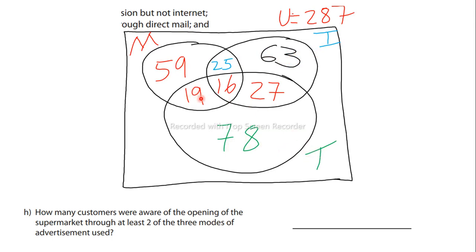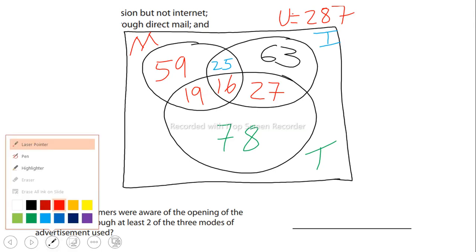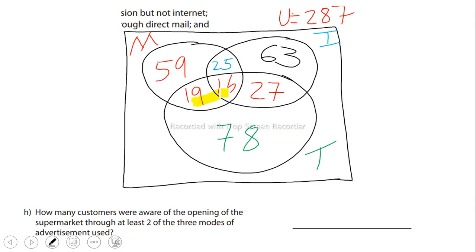Now when we talk about 19, they got it through mail and television. 16, they got it through all three. 27, they got it through internet and television. 25, they got it through mail and internet. So these ones in the middle represent at least two ways of getting the advertisement. That's why we're going to add them.